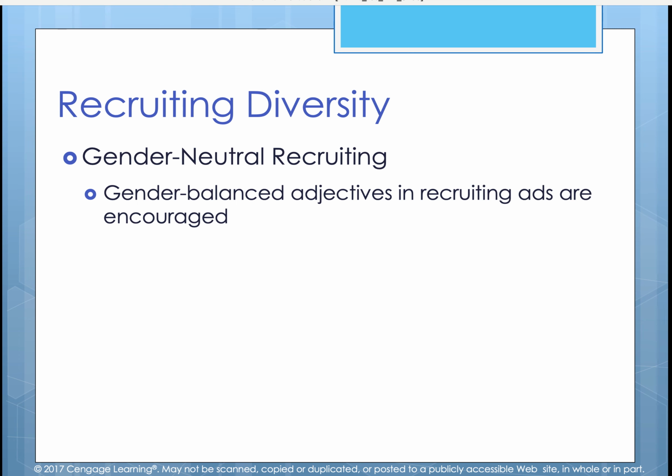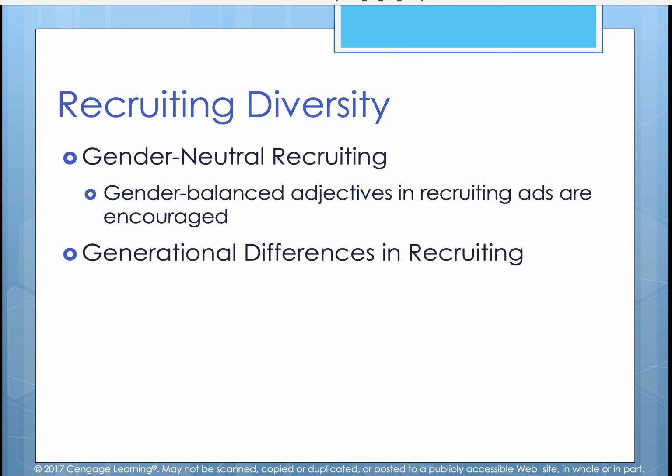Imagine if something referred to male applicants in construction as though females cannot be in construction. Imagine if teaching positions used adjectives that tended to lean more towards referencing women. Then men would feel as though somehow they weren't going to be considered because they were males. So make sure there are gender balanced adjectives, and understand that there are generational differences in recruiting, so you have to be able to speak to those different generations.